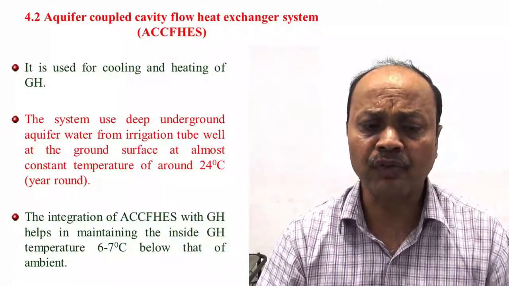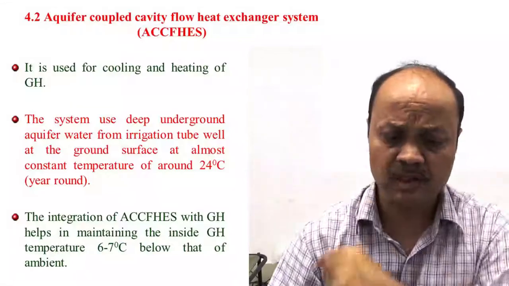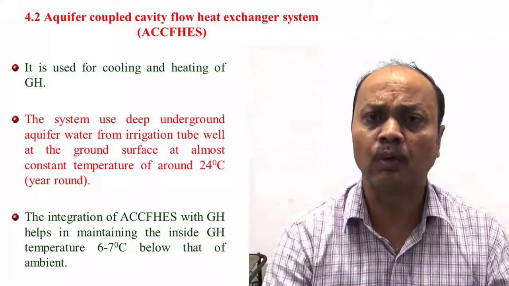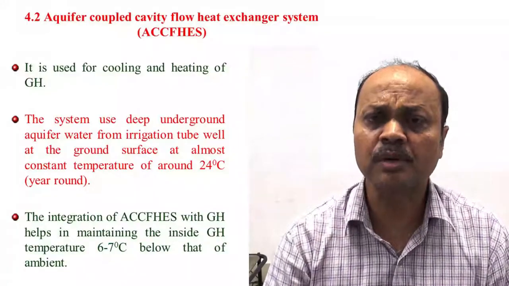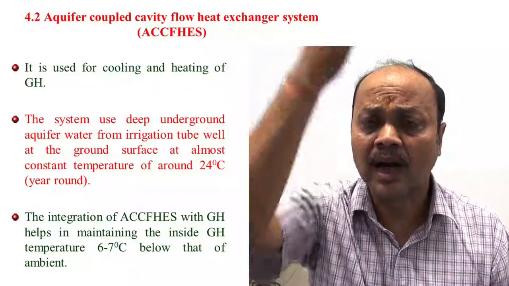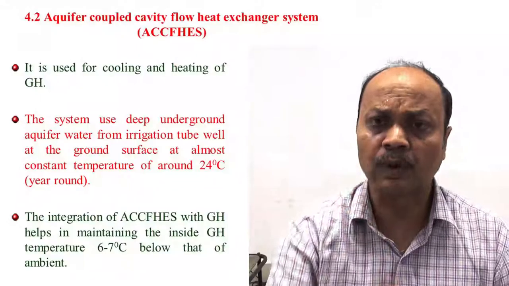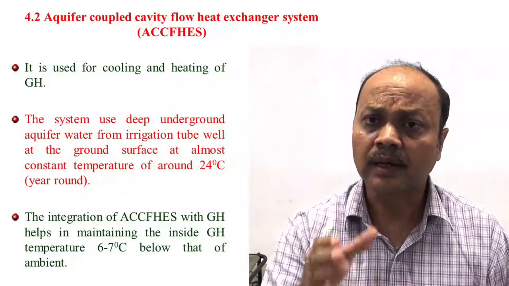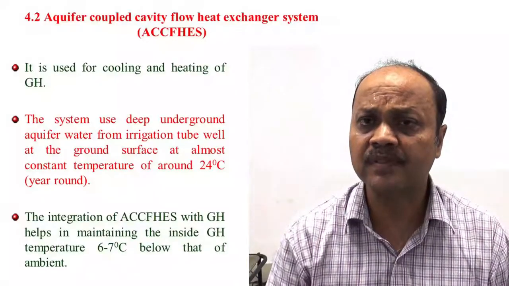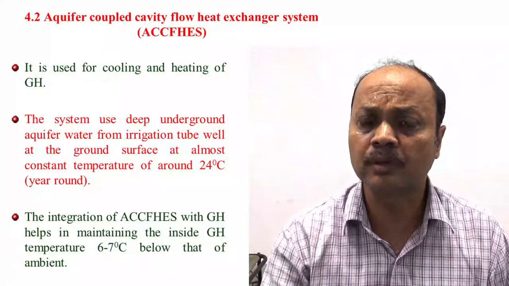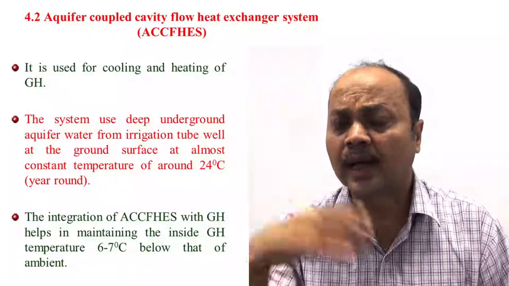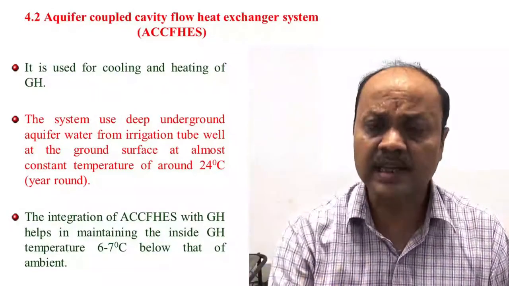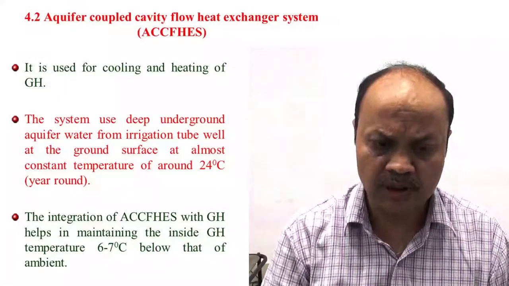In the same way, in the aquifer coupled cavity heat exchanger system, the water temperature inside your aquifer is around 25. This is not constant, but suppose it is 24 degrees and you are passing high temperature air. The principle is the same as the RTU heat exchanger. During summer, if you want to reduce the temperature, the air will lose temperature and that cold air will go inside. The same principle is used here.